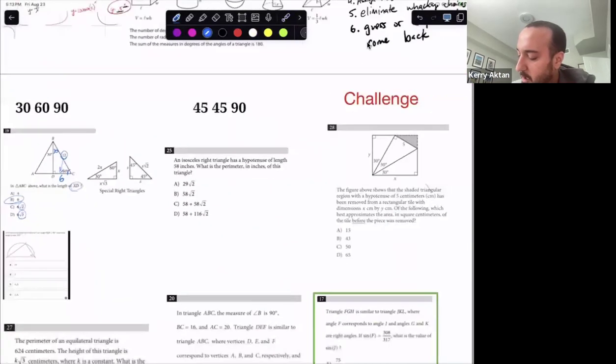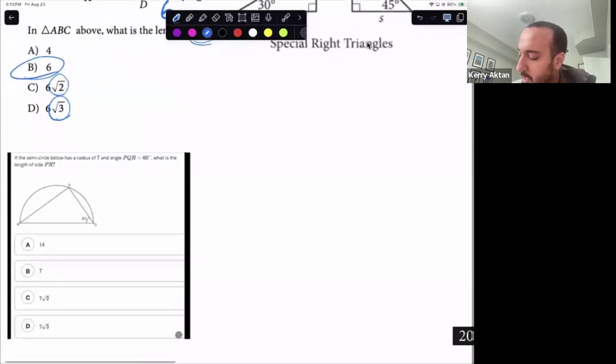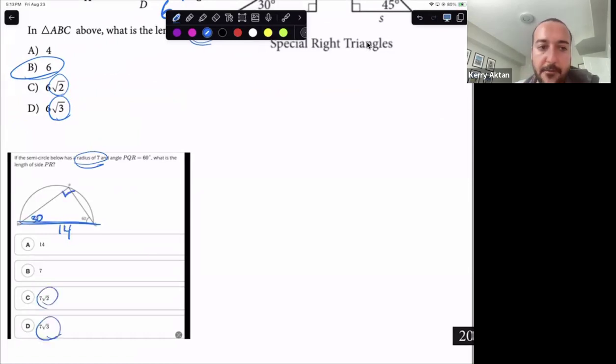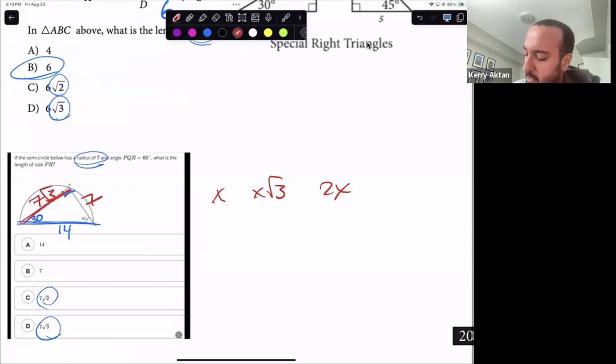I have some more. Come on over here for this one. Down here it says, if the radius is 7 of this figure, then the whole thing is 14. Understanding that that's 30 and that's 60, again, I have alarms going off in my head. What's PR? Well, remember, in a 30, 60, 90, it goes x, x root 3, 2x. Therefore, isn't this going to be 7 and this 7 root 3? What's PR? 7 root 3. Cool.